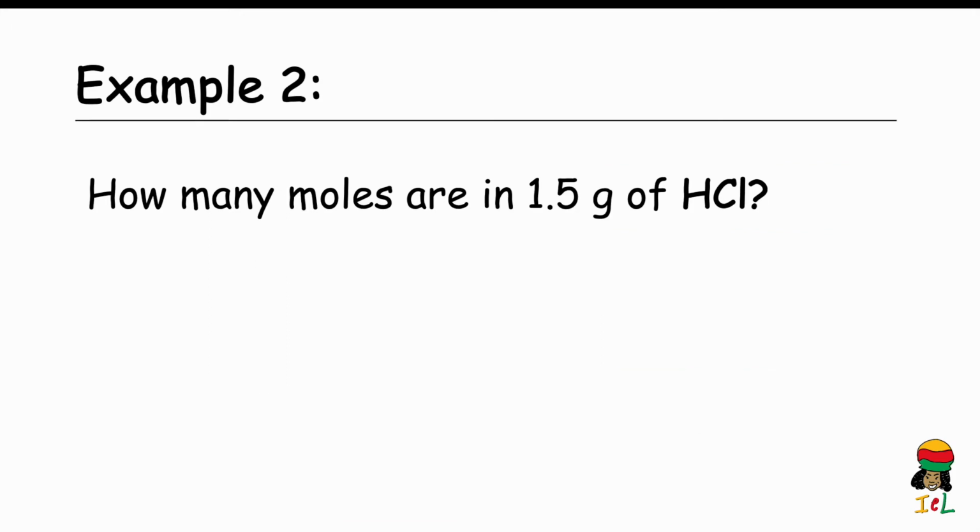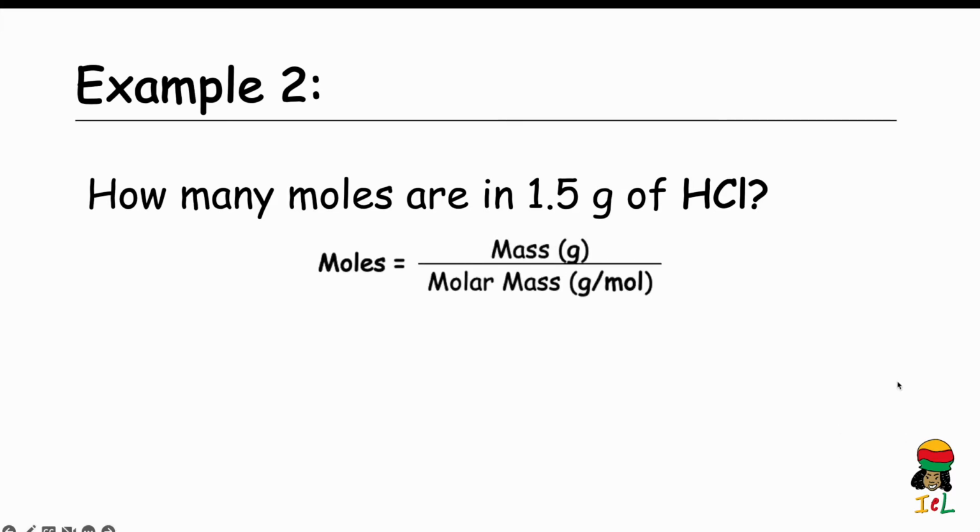Example 2, how many moles are in 1.5 grams of hydrogen chloride? We are reminded that moles is equal to the mass of the compound in grams divided by the molar mass, having units of grams per mole. In this example, we have the mass of 1.5 grams, and we can find the molar mass of hydrogen chloride. So let's go ahead and find the mass of hydrogen chloride.